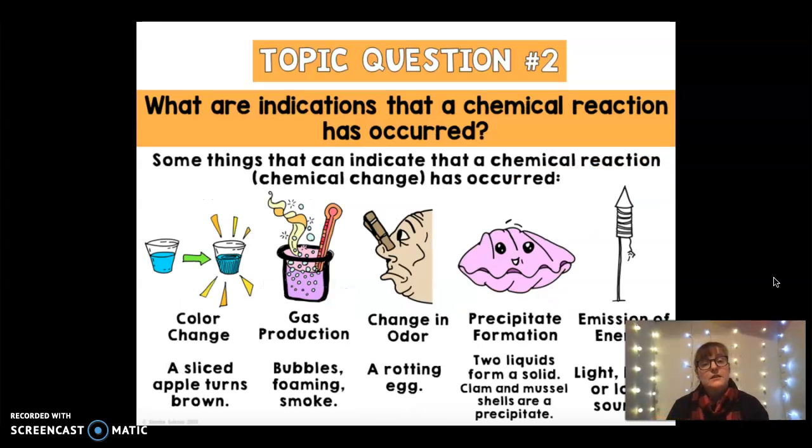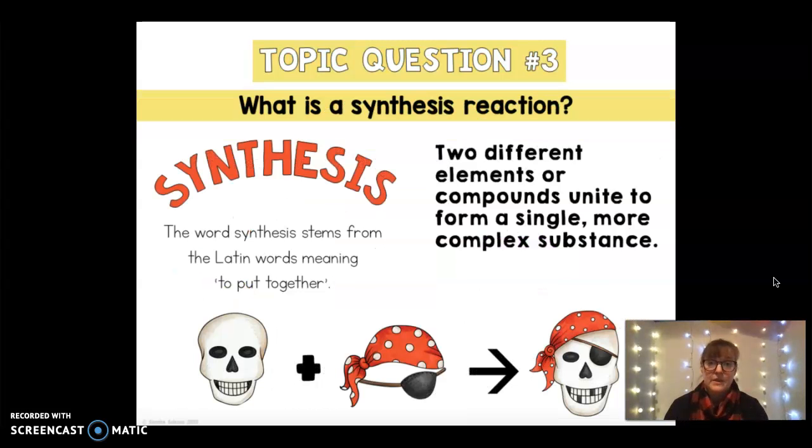Now, what are the indications that a chemical reaction has occurred? We have done this already. We know that color change, gas production, odor change, precipitate being formed, and the emission of energy, light, heat, sound shows us that a chemical reaction has occurred. We have done this from the beginning. So you guys are good on this, or you should be.